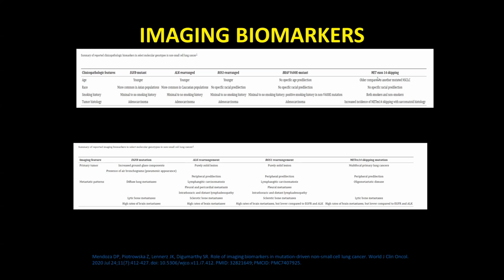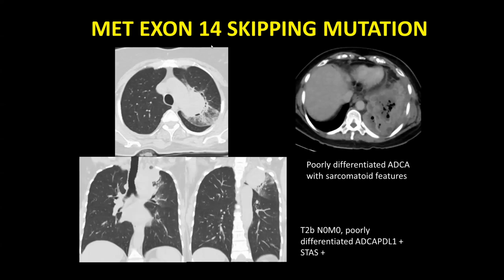The worst one is this MET exon skipping that has a sarcomatoid variant also. So this is really bad. And the ALK and ROS have high rates of brain metastasis. Okay, so this is a MET exon 14 skipping mutation. Both of these are females.